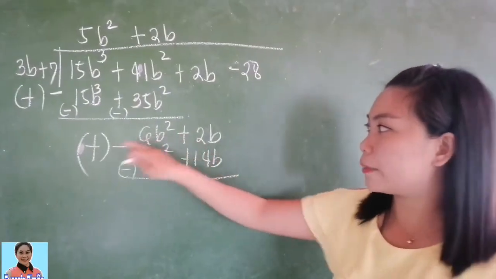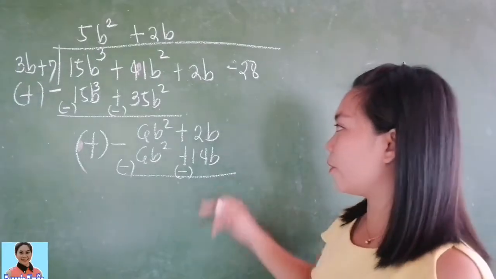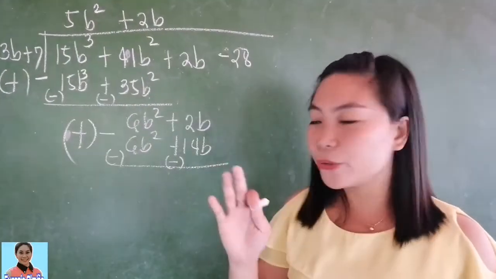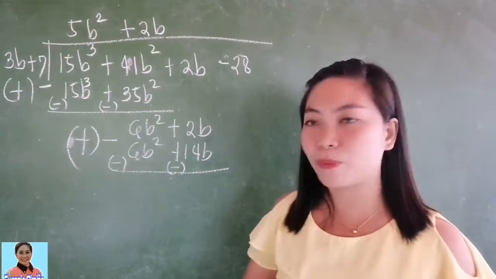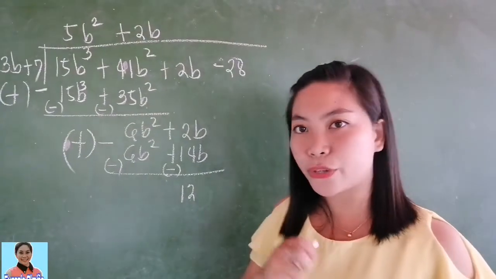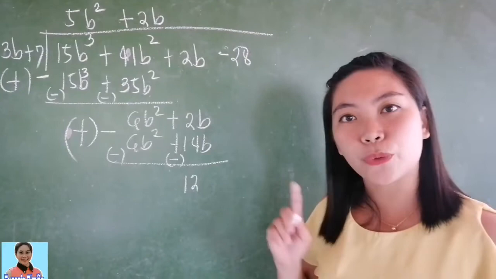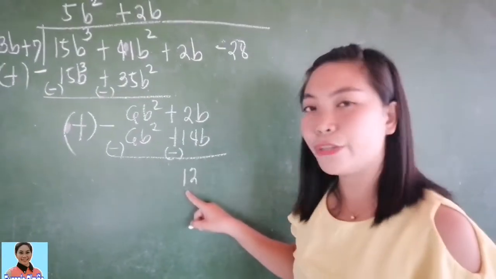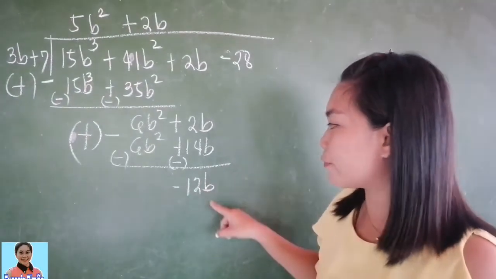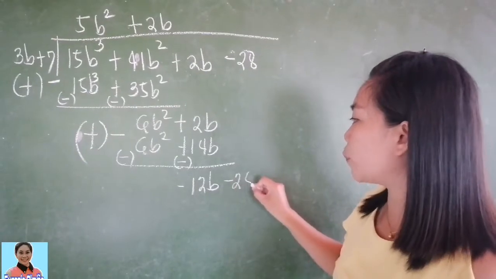So, 6b squared plus negative 6b squared, of course, 0. Then, 2 plus negative 14, ano po yung sagot? Unlike sign, so we have to subtract, so you have 12. But copy the sign of the greater value. Which is greater, 2 or 14? Of course, 14. So, ano po yung sign of 14? Negative. Therefore, the sign of the result will be a negative sign. Then, copy the variable b. And let's bring down negative 28.